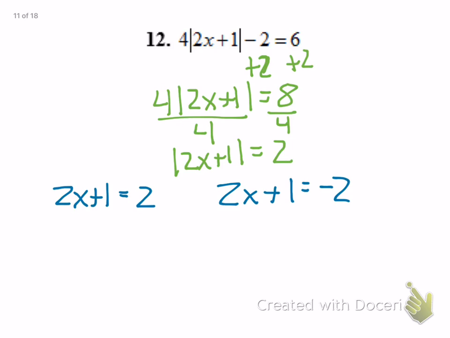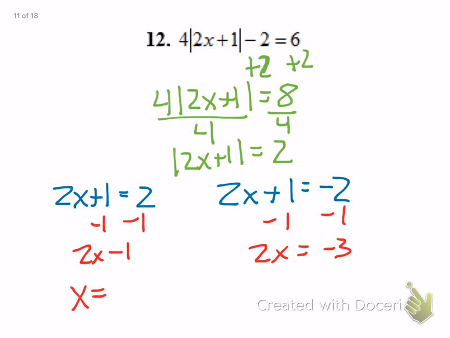Now I can start solving these two equations. My first step is going to be to subtract 1. That gives me 2x equals 1, and 2x equals -3. Then I can divide by 2. On the left, I will get x equals 1/2, and on the right, I'll get x equals -3/2. You can leave them as fractions or decimals.